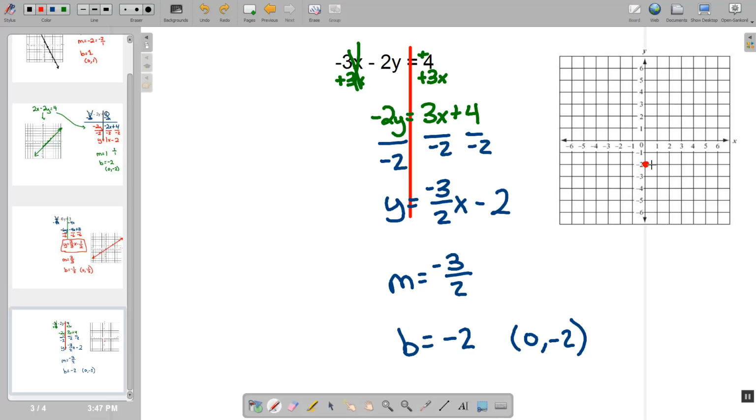So we get here. And then we're going to go down 3 and over 2. So rise negative 3, and we're going to run 2. We ran out of room here, so we're going to go up 3 and back 2. Up 3 and back 2. And let's do it one more time. And we have our line. If we wanted to make a table of values, we could just pick any of the ordered pairs that we plucked off here. But that is converting to slope-intercept form and then using y equals mx plus b to graph your line.